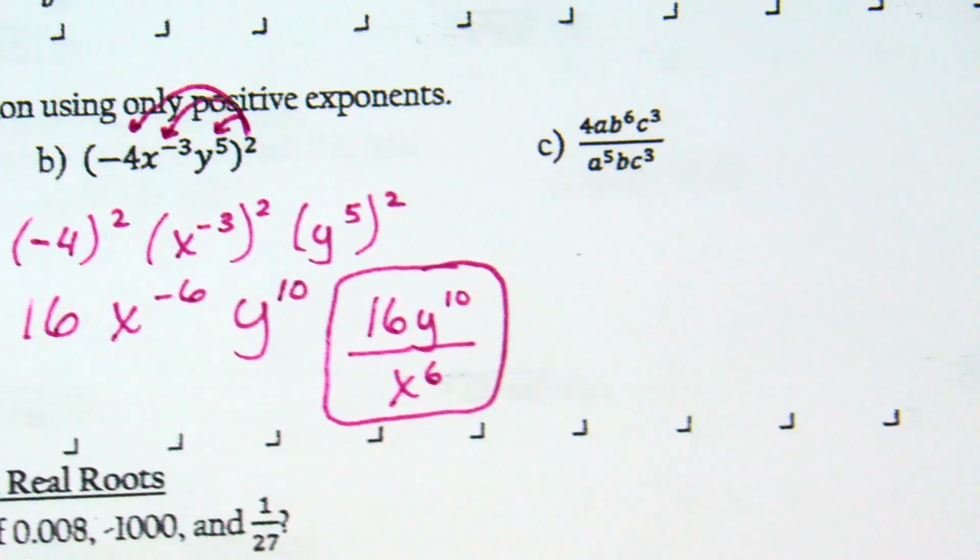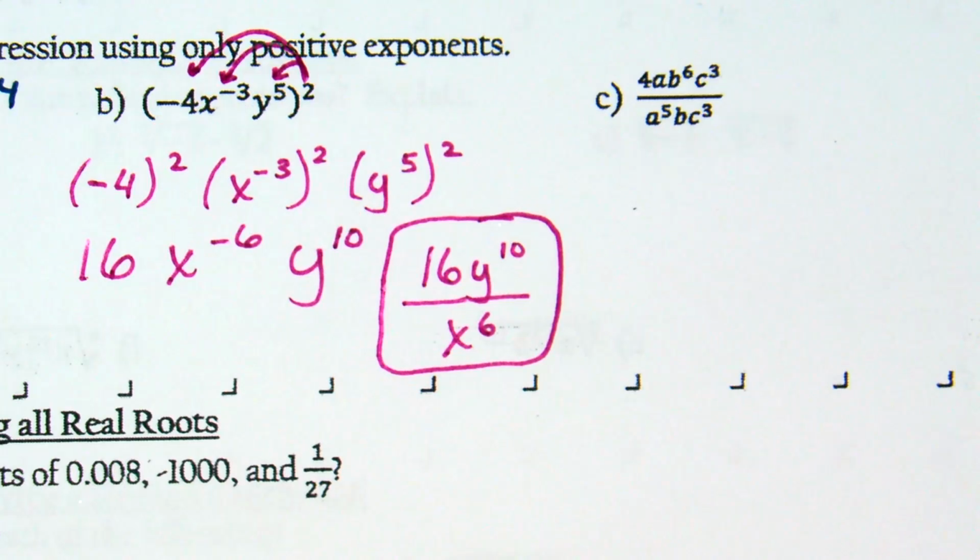Okay. Let's try C. 4a, b to the 6th, c to the 3rd, divided by a to the 5th, b, c to the 3rd.